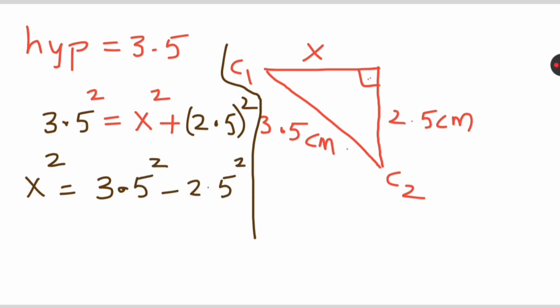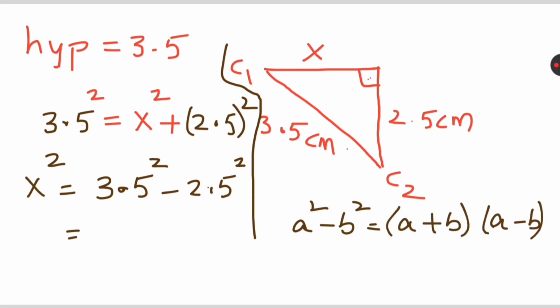Now it is in the form of a square minus b square. The formula is a plus b times a minus b. Use that formula here. Then we can write 3.5 plus 2.5. So 3.5 plus 2.5, it is nothing but 6 only. So I am writing just 6 here, times 3.5 minus 2.5. 3.5 minus 2.5 which gives only 1. So 6 times 1 which gives only 6.